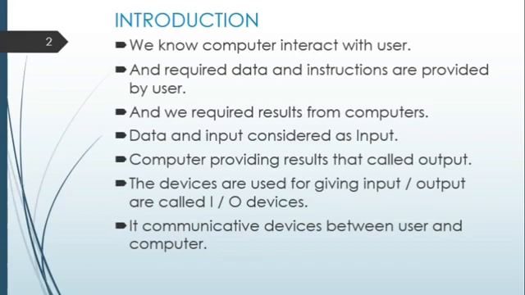Data and instructions are considered as input. Whatever data and instructions are given to the computer, that is called input. The results the computer provides are called output. Whatever input data is given to the computer, after processing that data, the computer provides the output, and the result also. The devices used for giving input and output are called input and output devices. In short form we call them I/O devices.